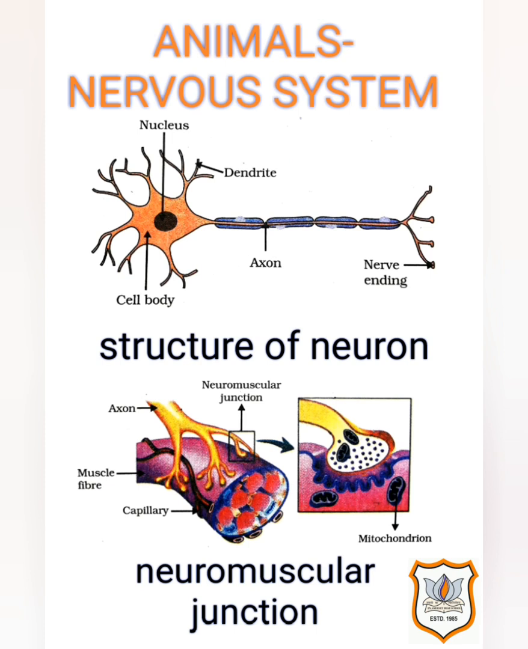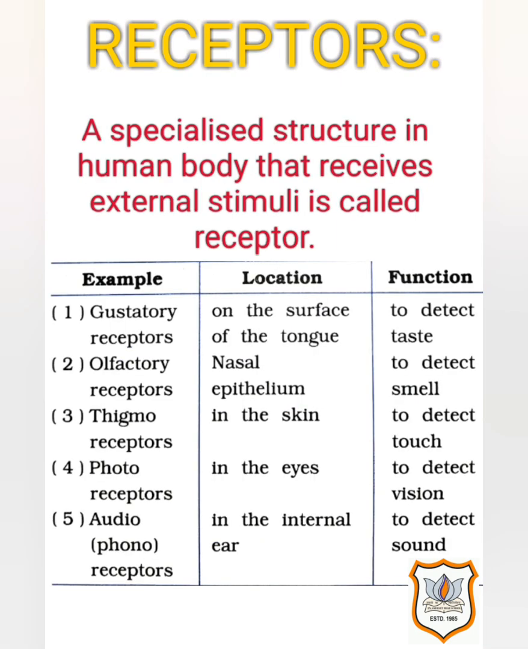And the synapse: synapse is a gap between the nerve ending of an axon of one neuron and the dendrites of the next neuron. Now, let us discuss this receptor concept in detail. So, take an example. For example, there are touch receptors, or we can say thigmoreceptors, in the skin. So, skin is thus the sense organ.